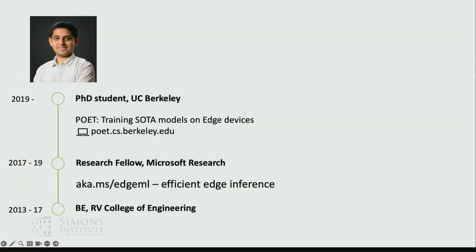As a quick introduction, I'm a PhD student at Berkeley, where I collaborate with Berkeley AI Research and the Sky Lab. A lot of my work is at the intersection of systems and machine learning, and that informs and inspires some of the work that I'll show today.